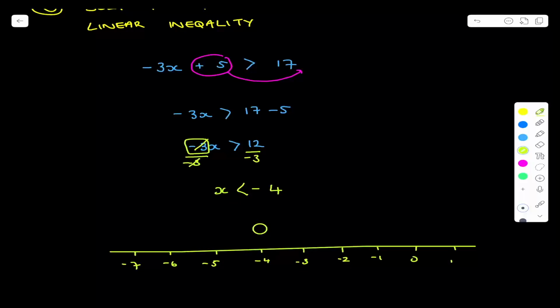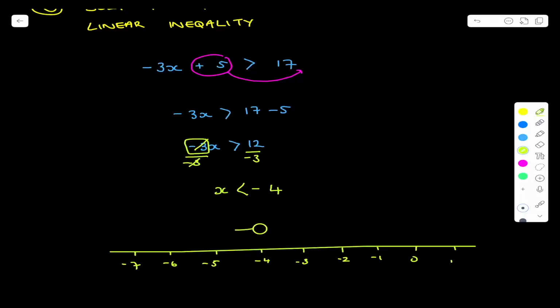If it had said x is less than or equal to, you would colour in this circle because it is an inclusive inequality. But remember, in this one, it didn't say it's equal to, it only said it is less than. So it is a hollow circle. Make sure you make that really obvious when you do a question like this, whether the circle is coloured in or hollow, because it's really important.